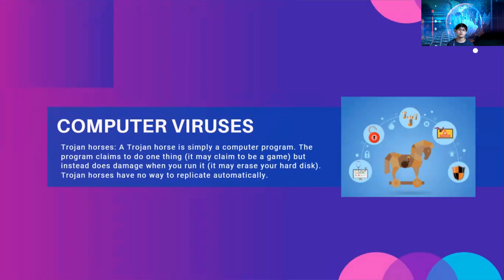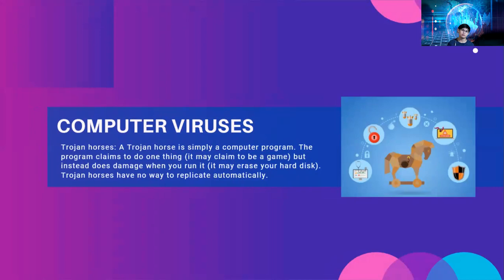Next, Trojan horses. A Trojan horse is simply a computer program. The program claims to do one thing, it may claim to be a game, but instead does damage when you run it. It may erase your hard disk. Trojan horses have no way to replicate automatically. Again, it is something like a computer program, and once you run it, the virus is there. It may corrupt or erase your hard disk.